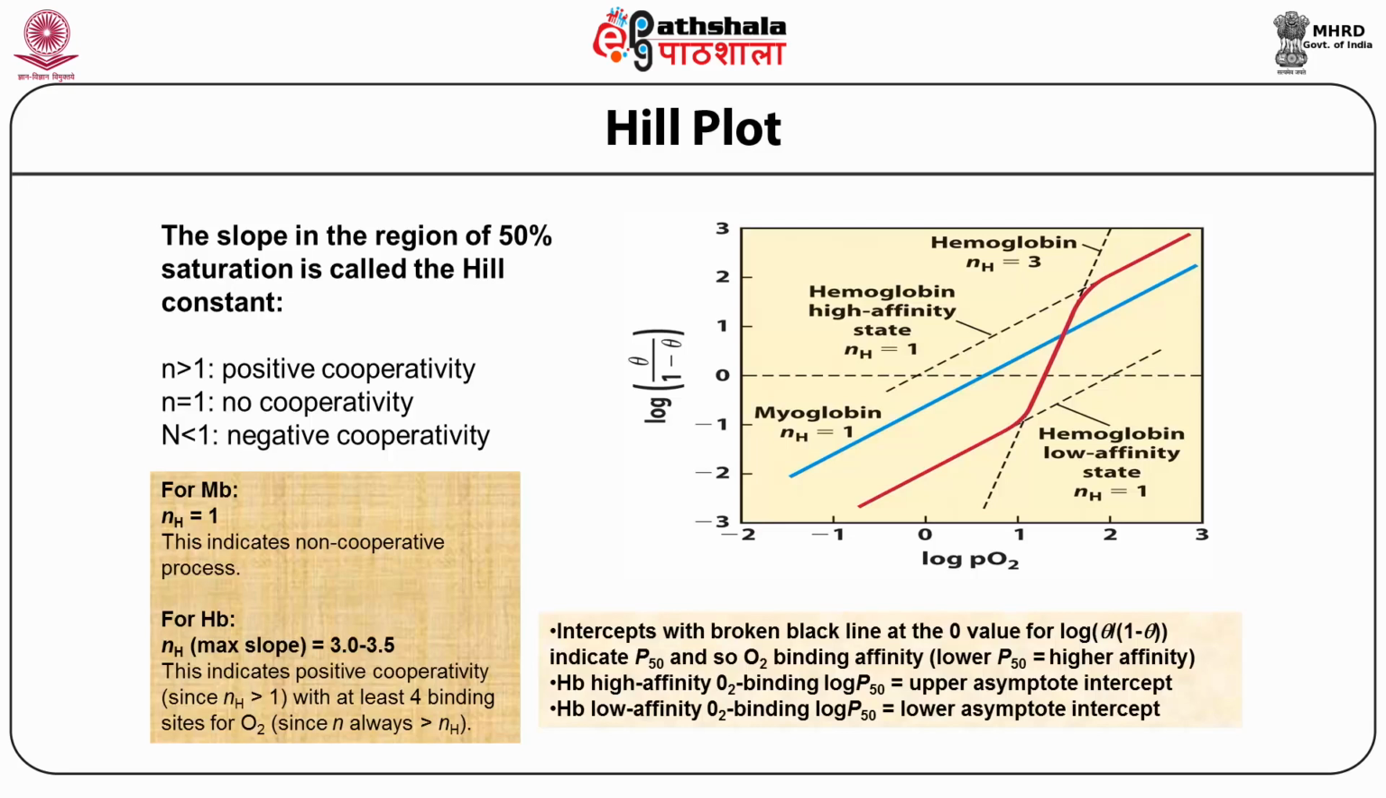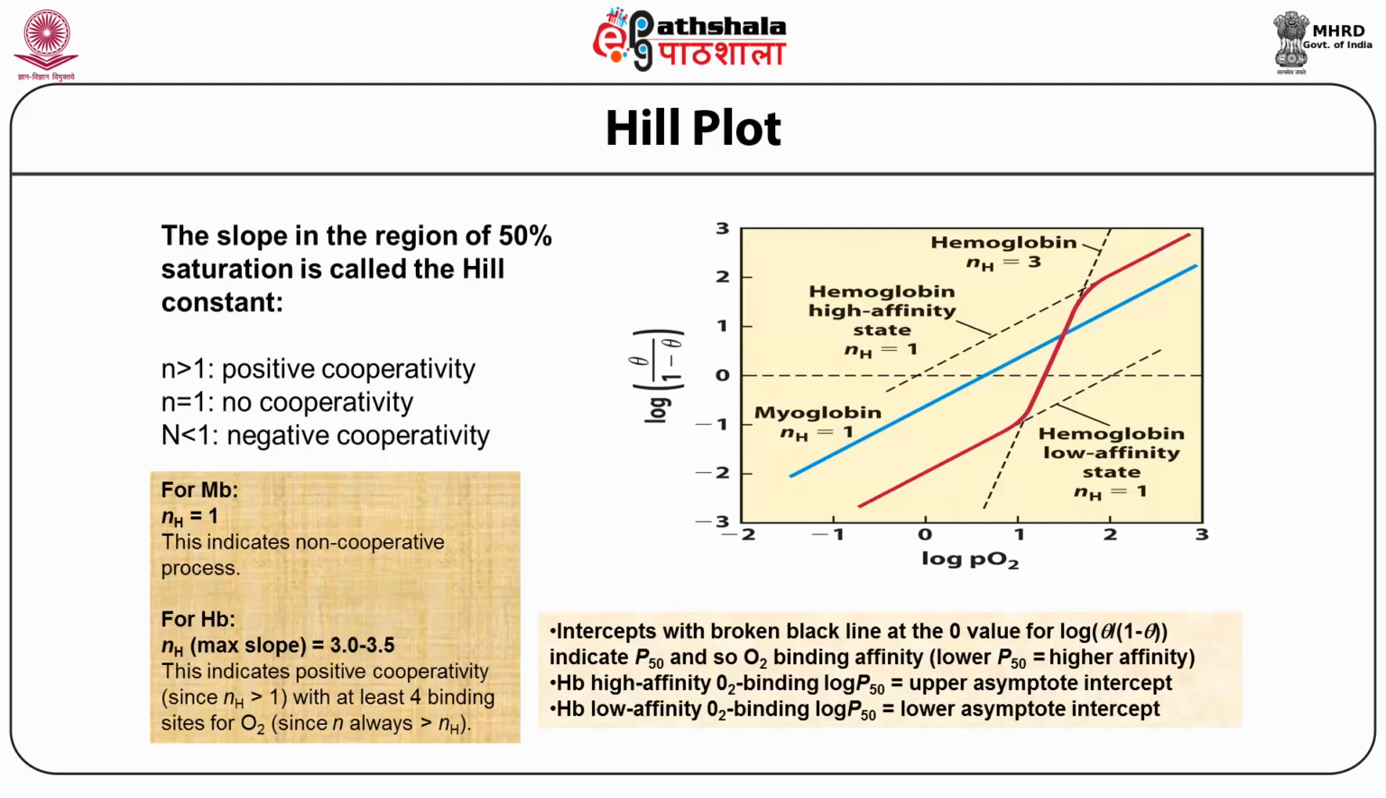For hemoglobin, nH equals 3. The slope at 50% of saturation is called the Hill constant, where if n is more than 1 it means positive cooperativity, n equals 1 means no cooperativity, while n less than 1 means negative cooperativity. For myoglobin nH equals 1, which indicates a non-cooperative process. However, for hemoglobin nH equals 3 to 3.5, which indicates positive cooperativity since nH is more than 1, with at least 4 binding sites for oxygen.